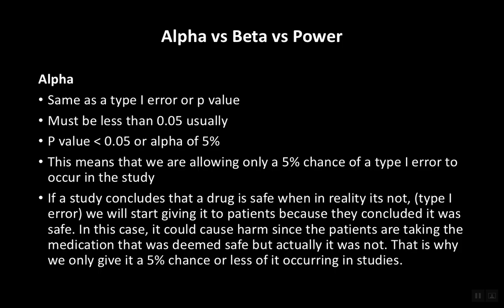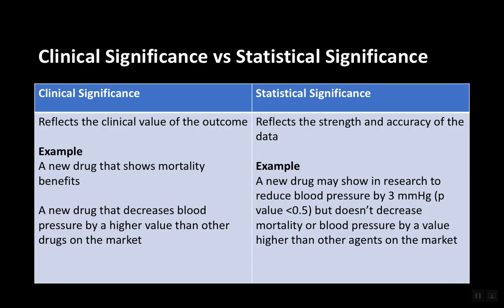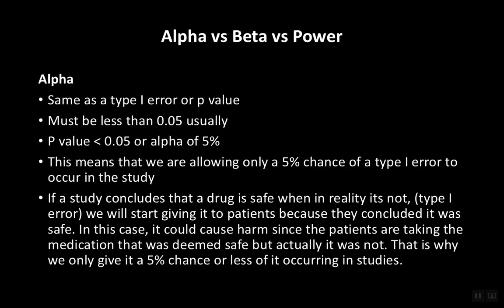And that's the perfect example of clinical significance and statistical significance. Next, alpha versus beta versus power. Alpha is the same as type 1 error or p-value, right? So your alpha must be less than 0.05, which is 5%, right? Now this means that we are allowing only a 5% chance of a type 1 error to occur in the study. Don't get confused. Let's look at the next bullet.